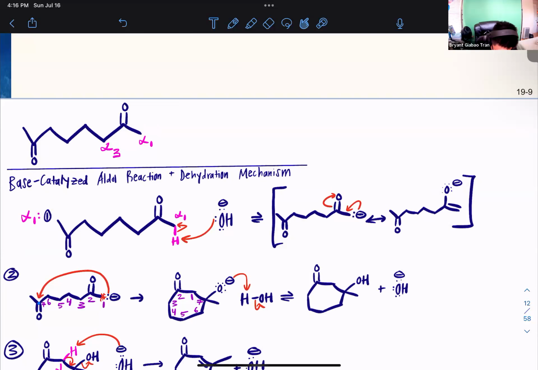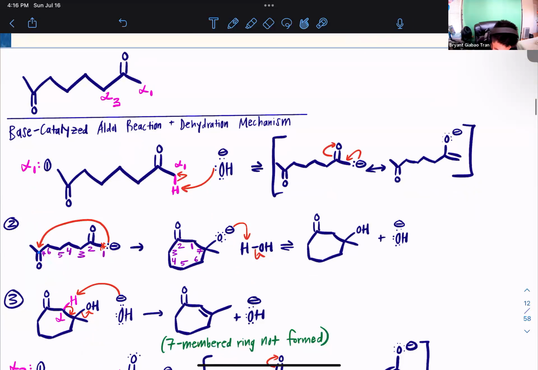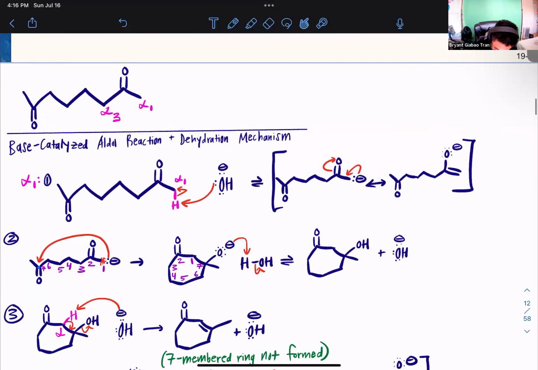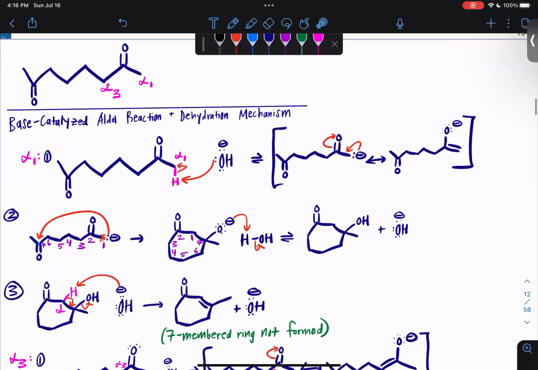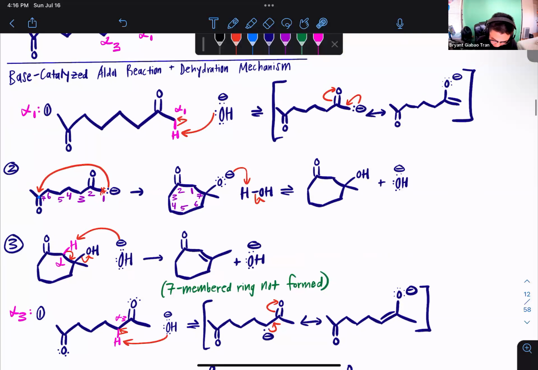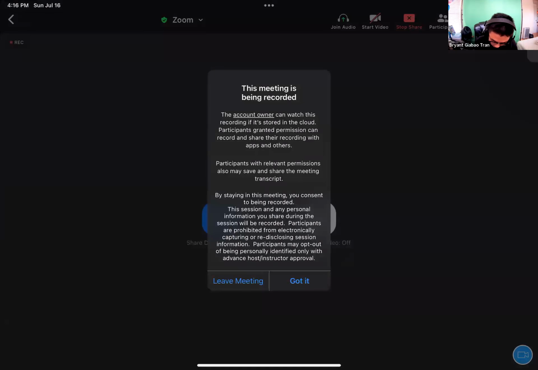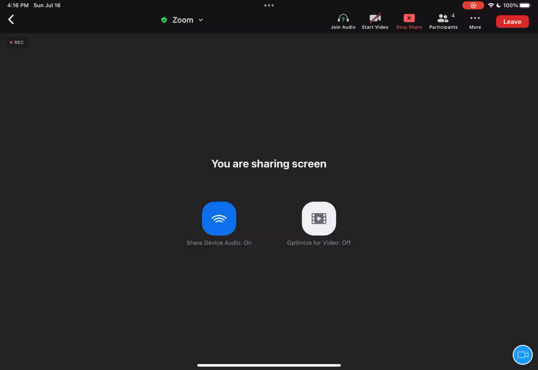Okay, so in alpha 1, let's say we deprotonated it with a hydroxide right here, giving us this enolate anion. And this resonance structure right here, you don't have to draw in the mechanism, but some professors want you to draw it for full credit. So I did it just in case, but I don't know if your professor requires this resonance structure. I think so. Yeah, so I would draw it for full credit, and then I redrew.